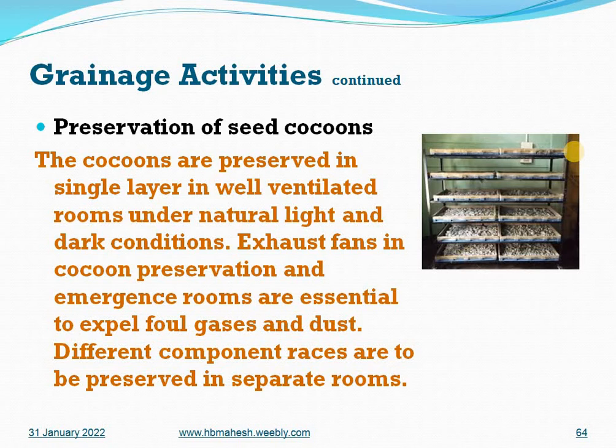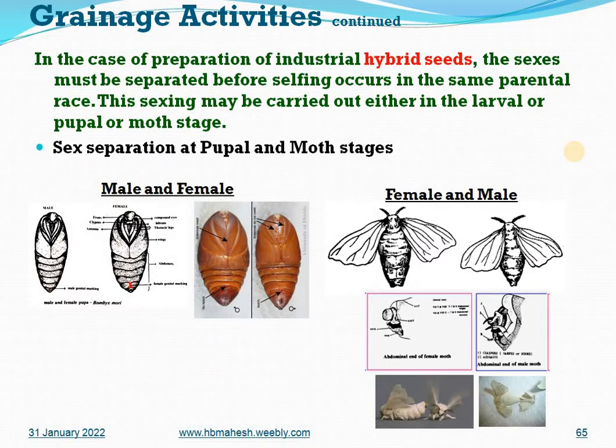Next, preservation of seed cocoons. After the pebrine test, the pebrine-free lot should be preserved in a single layer in well-ventilated rooms under natural light and dark conditions. Exhaust fans in the cocoon preservation and emergence rooms are very, very essential to expel foul gases and dust. Different component races are to be preserved in separate rooms.